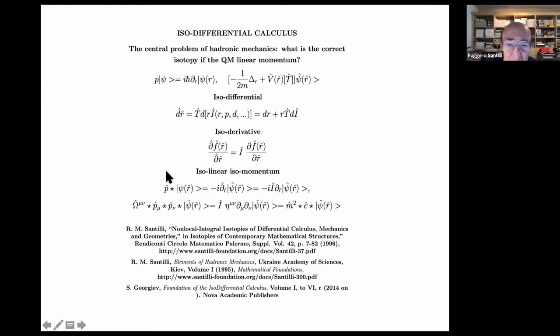Now this is the expression on the mathematics, then projected on an ordinary Hilbert space. You see that you recover the ordinary partial derivative, but there is a factorization of the iso-unit, namely the Planck constant is replaced by the iso-unit. And after that, it's easy to construct all the relativistic equations. This is the isotopy of the Klein-Gordon equation, and so on.